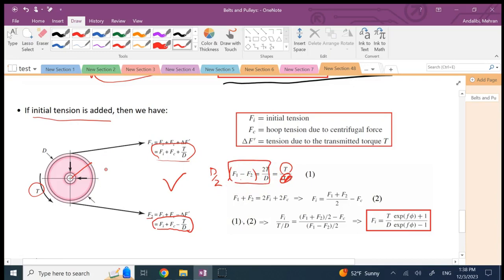Yes? Good. Now in this case, if you add F1 and F2 together, the T minus T and T plus T would cancel, so you simply get 2Fi plus 2Fc. From here, you can calculate Fi. Fi is going to be F1 plus F2 over 2 minus Fc.